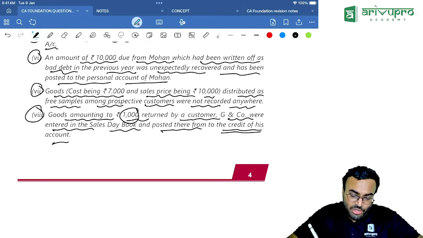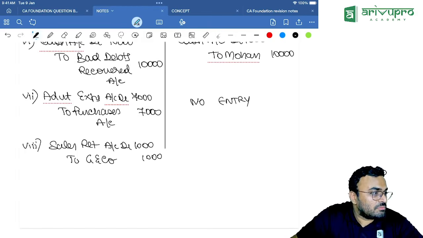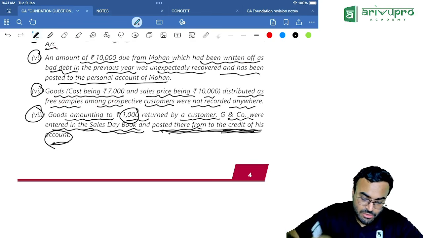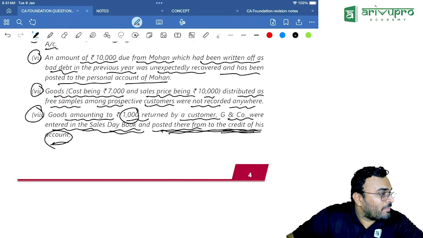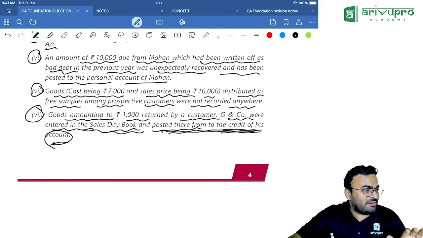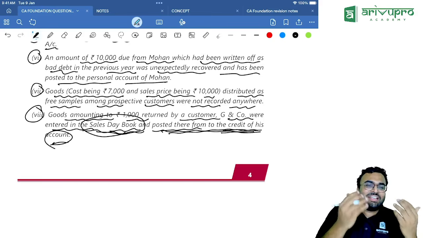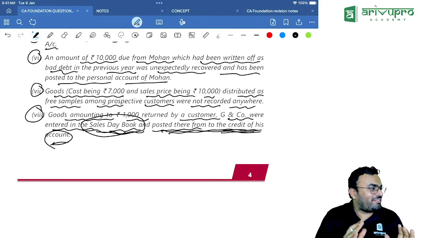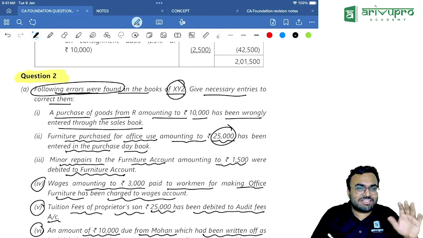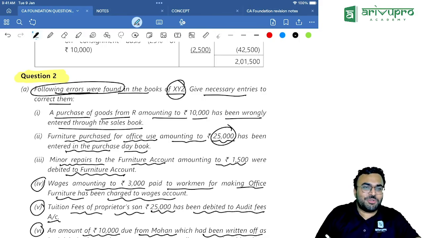Posted to the credit of his account. Entered in the sales daybook and posted therefrom to the credit of his account. What is the error here? See, goods amounting to 1,000 returned by the customer. Sales return. Entered in the sales daybook. There is an error. See guys, there cannot be a situation where there is no error. You know why? Because they said following errors were found. We are not finding errors. They have found the errors. So we are rectifying. The error is there. You can never come to a conclusion that there is no error.